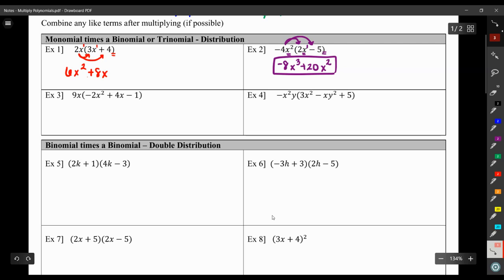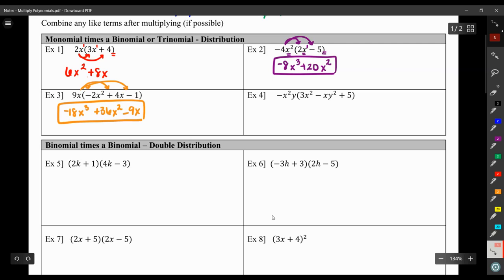I want you to pause the video and try number 3 on your own. You're going to be distributing just like you would if you're only multiplying by 9. Pause the video, try number 3. And here's your simplification for number 3. Multiply the 9x to every individual term. Make sure you multiply the coefficients, but add the exponents together.